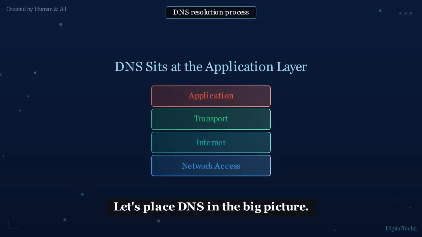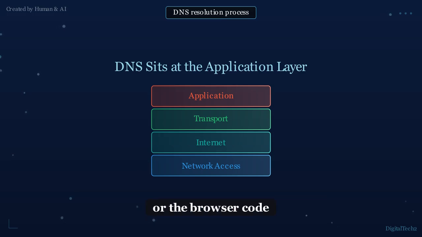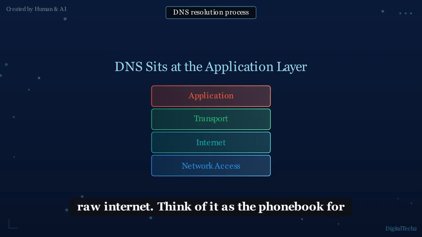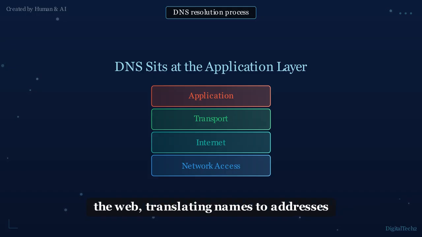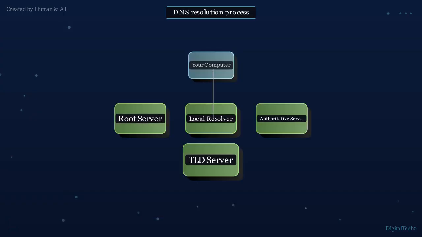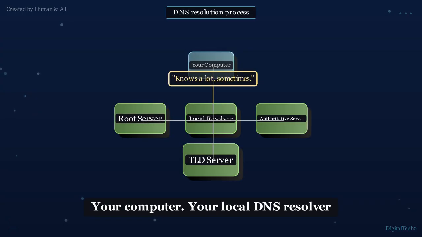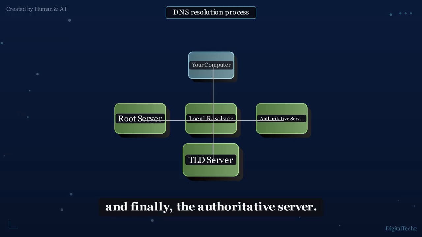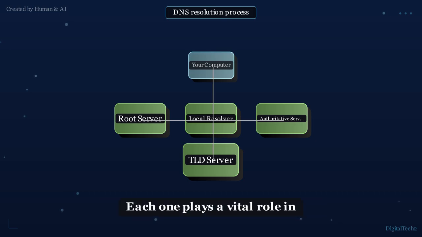Let's place DNS in the big picture. DNS isn't part of the physical wiring or the browser code. It's a service between applications and the raw internet. Think of it as the phone book for the web, translating names to addresses before anything else can happen. Here's who takes part in every lookup: your computer, your local DNS resolver, usually from your ISP or network. Then, higher up, there are the root servers, the top-level domain servers, and finally the authoritative server. Each one plays a vital role in tracking down the answer.